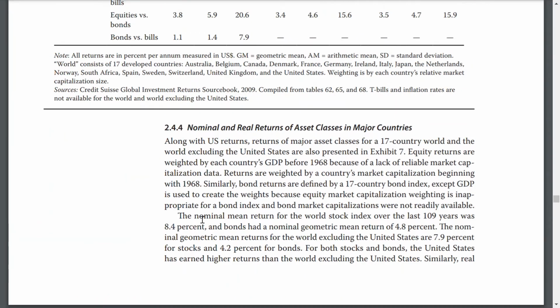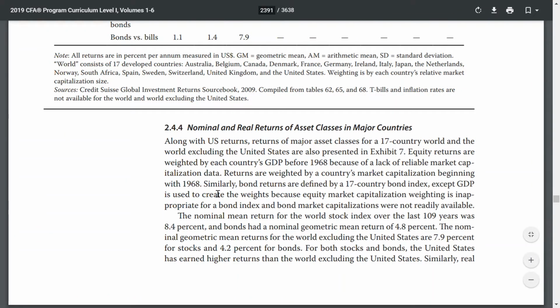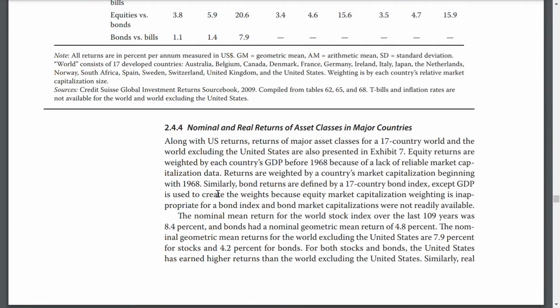Nominal and real returns of asset classes in major countries, along with U.S. returns of major asset classes of the 17 countries, world and the world excluding the U.S. are also presented in Exhibit 7. Equity returns are weighted by each country's GDP before 1968 because of a lack of reliable market capitalization data. Returns are weighted by a country's market capitalization beginning in 1968.